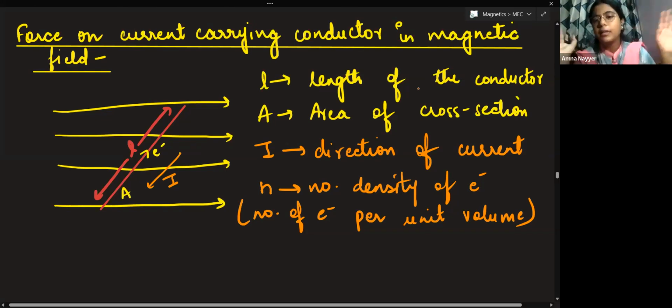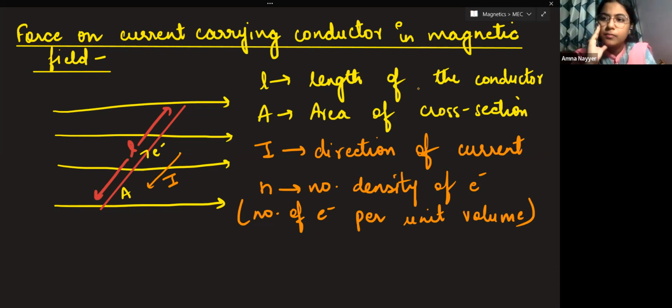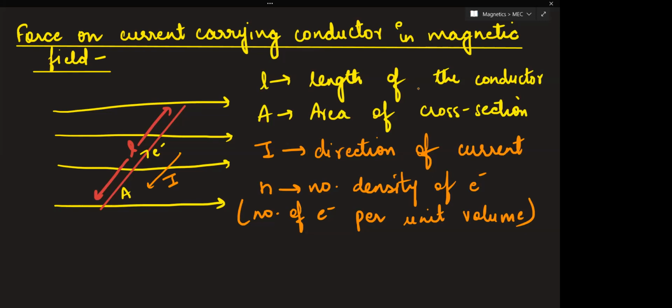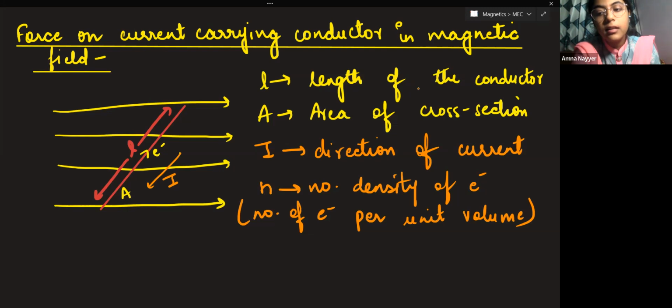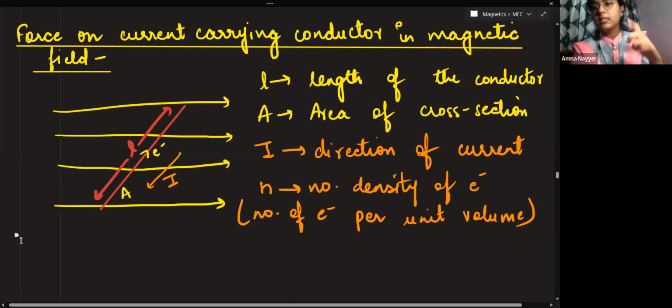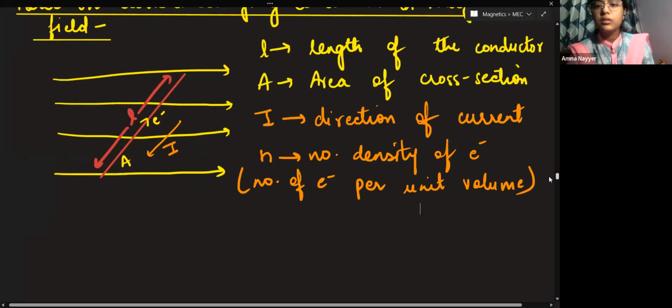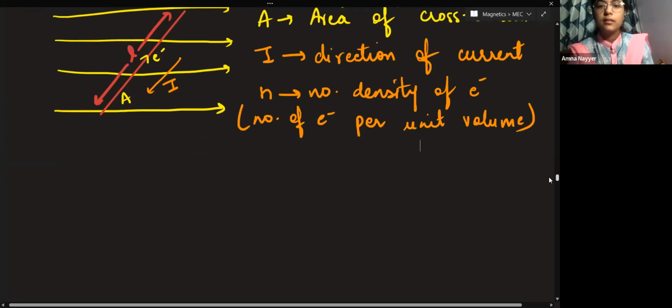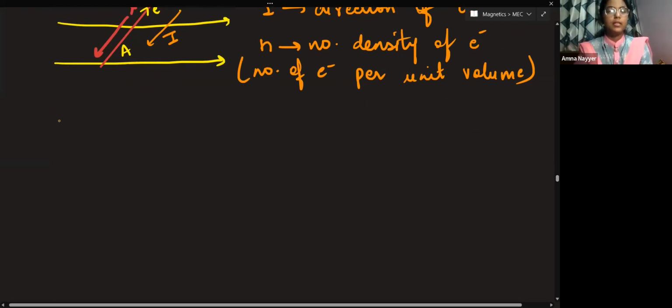Now, all the dimensions are given in front of you. Can anyone tell what will be the volume of this conductor? What will be the volume of this conductor? LA. Atif? LA? Are you saying this? Yes. Correct. Yes, it will be L into A, means length of the conductor multiplied by the area. So that will be the volume of this. So volume becomes area into length.